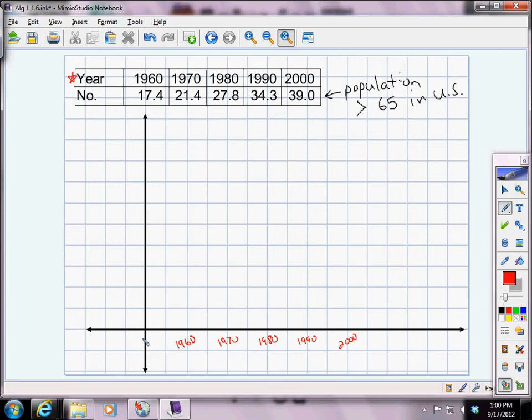But if we're talking about our y-axis, remember, this is our population. Oh, and I should tell you one more thing. It's in millions. Meaning, this is 17.4 million. Now, when we go to create this line graph, you want to take a look at your least and greatest data values. Our least is 17.4 and our greatest is 39.